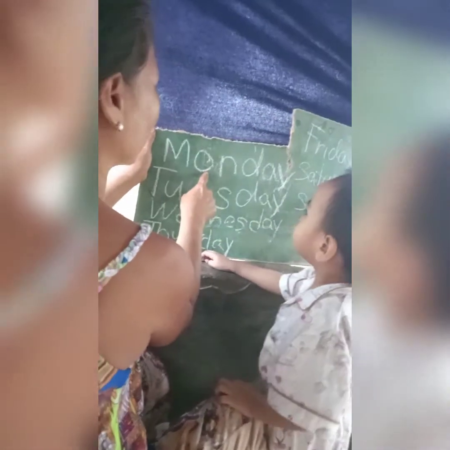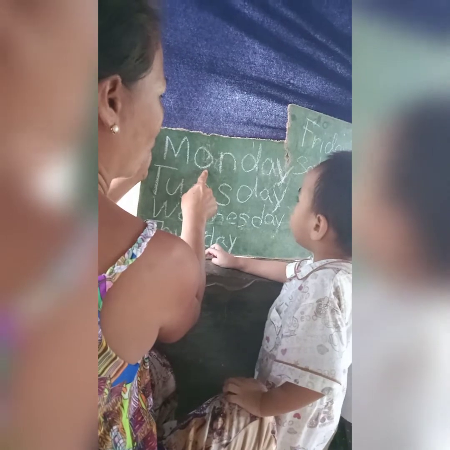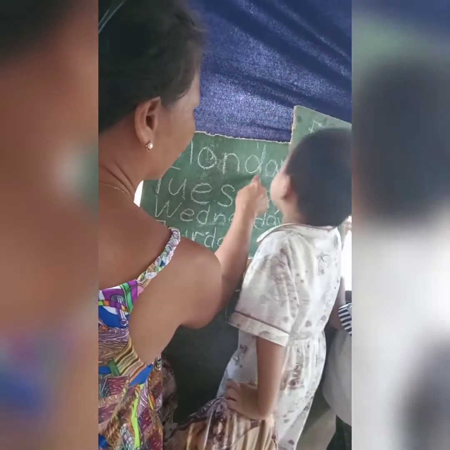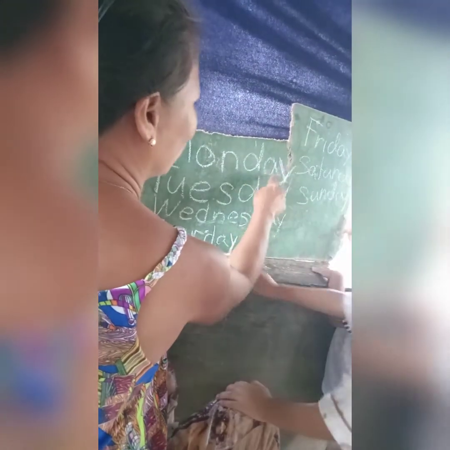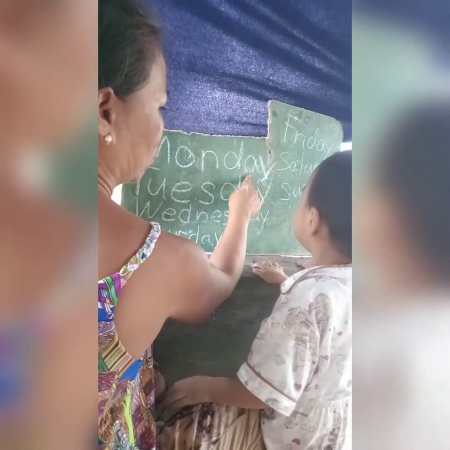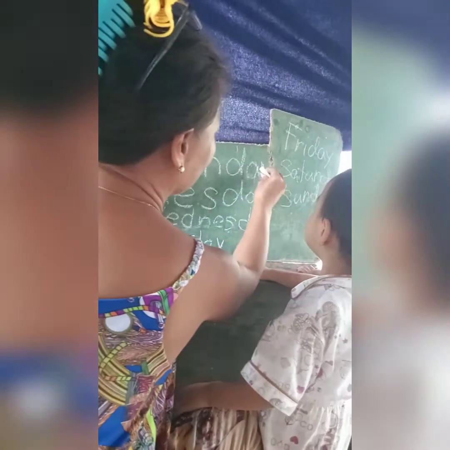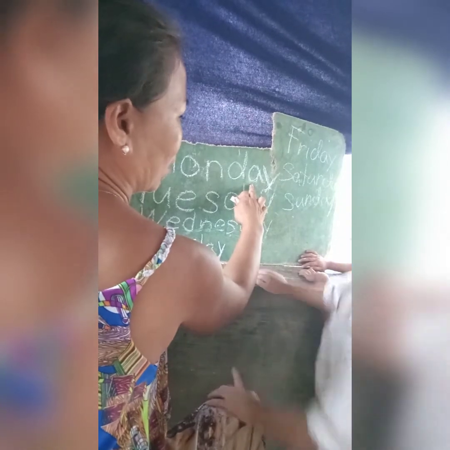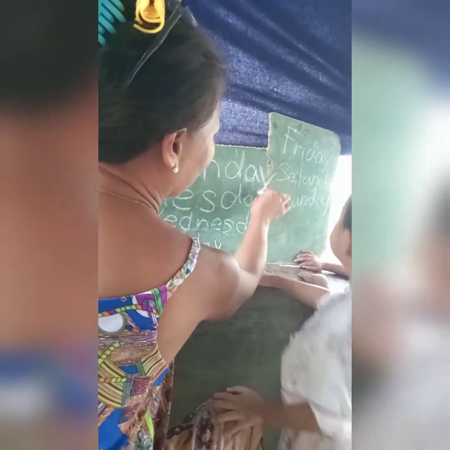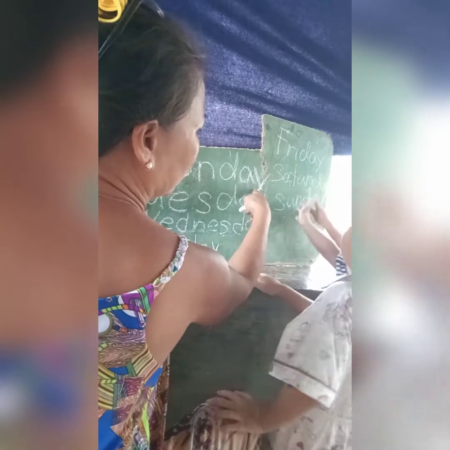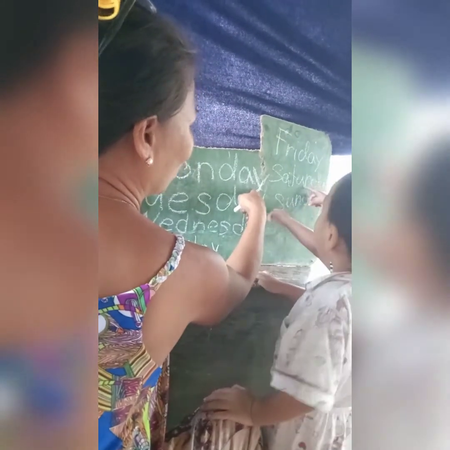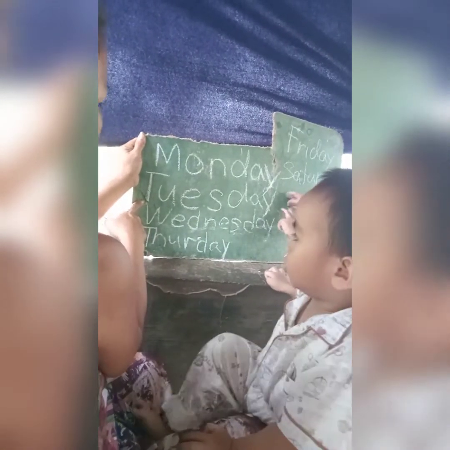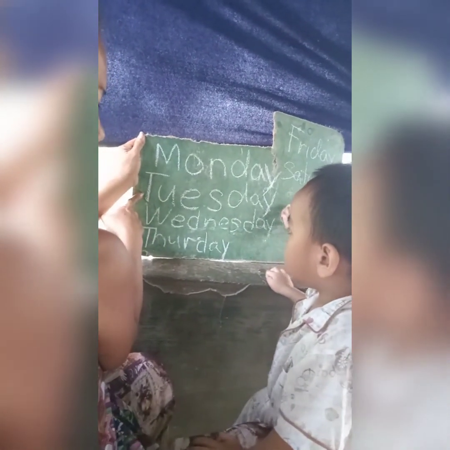Letter M. Very good. How about this? Letter O. How about this? Letter N. And this? Letter P. Very good. How about this? Letter O. No, it's not an O. It's O, like that. Letter A. Very good. How about this? Letter Y. Wow! How about this? Letter W. No, it's not a W. What letter is this?